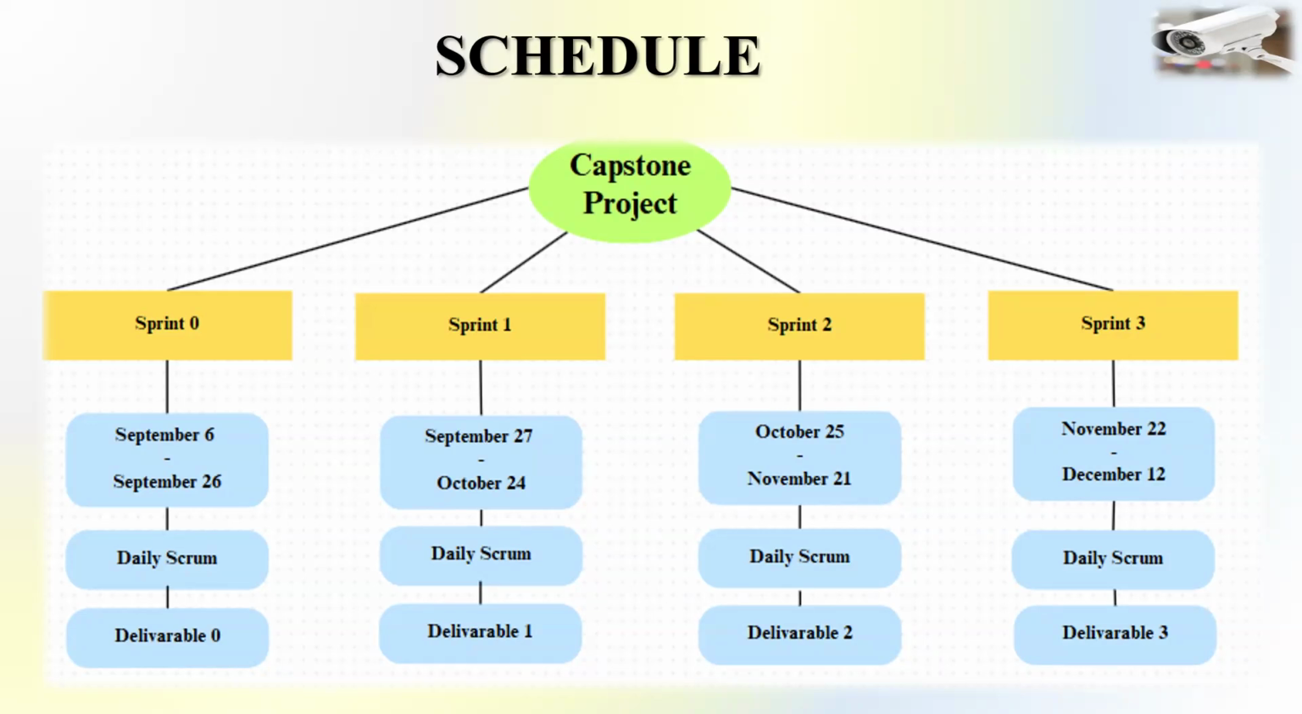The next, sprint one, which is happening right now, runs from September 27 to October 24th. When it comes to the future, the next sprint runs from October 25th to November 21st, and the final and last sprint, sprint three, is quite short, having only 20 days, from November 22nd to December 12th.